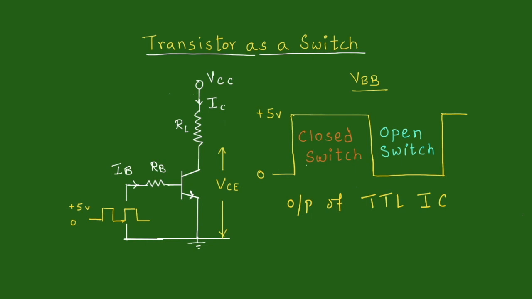If we want this switch to operate a relay or a lamp which requires higher current or higher voltage, the output of the TTL IC will not serve the purpose. Hence we need to amplify the current or increase the voltage, and that is done by using a transistor, which is then controlled by the signal given at the output of the TTL IC. This is how we can use a transistor as a switch to operate circuits which work with higher currents or higher voltages, and the controlling signal will come from the output of a TTL IC.